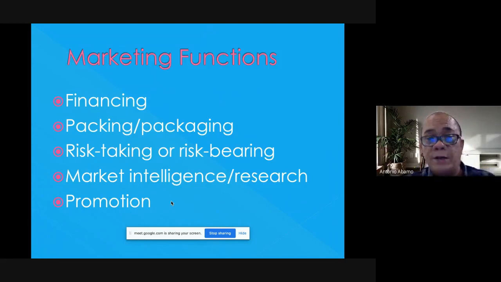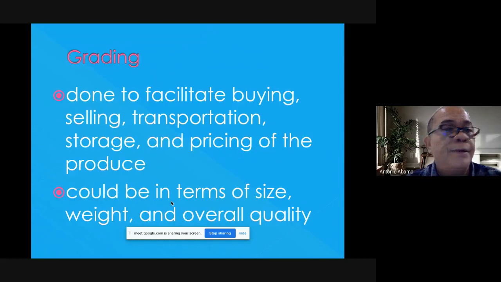No, because there is transfer of ownership going on. Market intelligence, market research, is also a marketing function. Promotion is also a marketing function. Okay, you promote the product, you advertise, you do some endorsement. That is a marketing function.